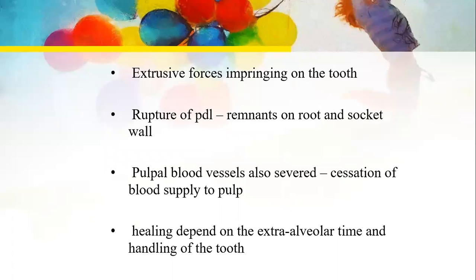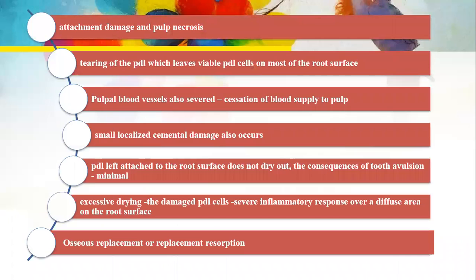Extra-alveolar time means the time that elapses while the tooth is outside the socket. It depends on how much time the tooth was on a dry surface, or whether it was in any kind of medium. That is what we call the extra-alveolar time, how long the tooth has been out of the socket. Here, attachment damage and pulp necrosis happen. There will be tearing of the PDL, which leaves viable PDL cells on most of the root surface.